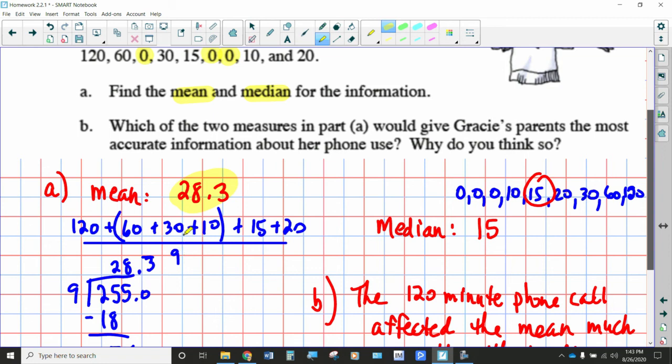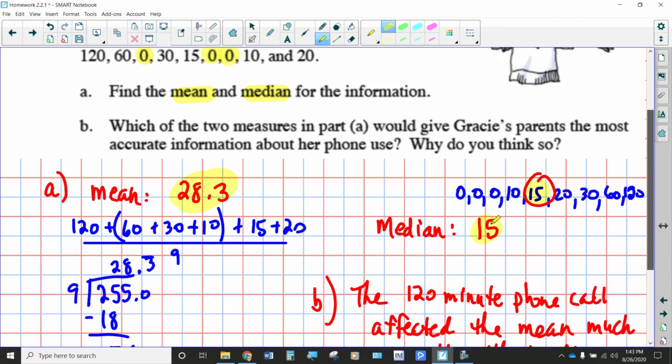The median requires you to put the numbers in order from least to greatest. So with the median, you got 0, 0, 0, 10, 15, 20, 30, 60, 120. And because there's an odd number of numbers, the one in the middle will be the median. There won't be 2 in the middle for this one. And so the median is 15. So which one appears to be the better average?